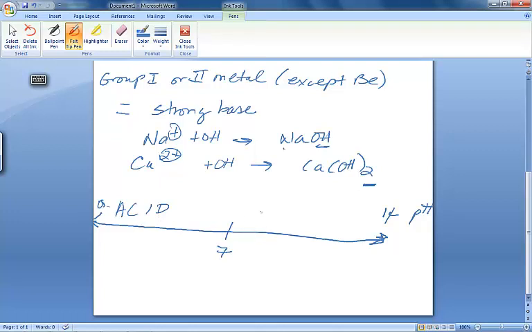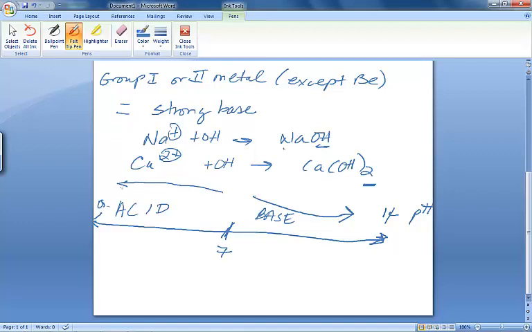Anything above 7 to 14 would be considered a base. Now, the further away from neutral, meaning the 7, that you go, meaning the higher the pH, then the stronger your base. The lower the pH, the stronger your acid.